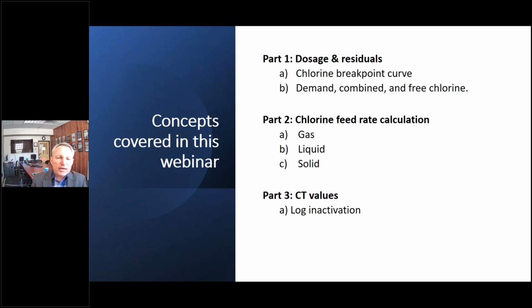And in part 3, we're going to look at CT values. CT values mean concentration in milligrams per liter times time in minutes. And we're going to look at those CT values in relation to the log inactivation tables for 4-log virus inactivation and 3-log Giardia inactivation.